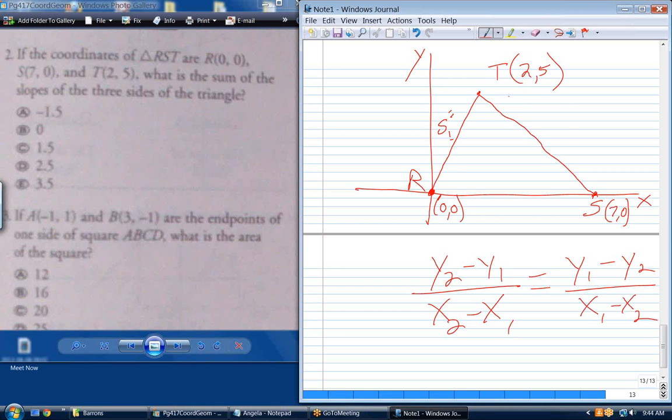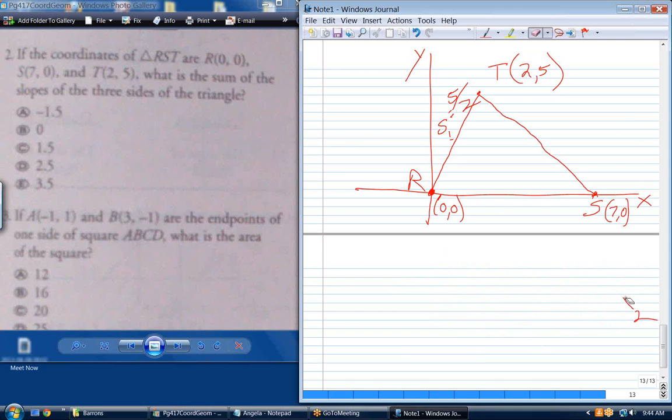So if I'm trying to figure out the slope of line RT, well, what's my rise? My rise is 5. My run is 2. Okay. So 5 halves. And y sub 2 minus y sub 1 is 5 minus 0, 2 minus 0. Okay, so using that, let's go through and find the slopes of all 3 sides of this triangle.